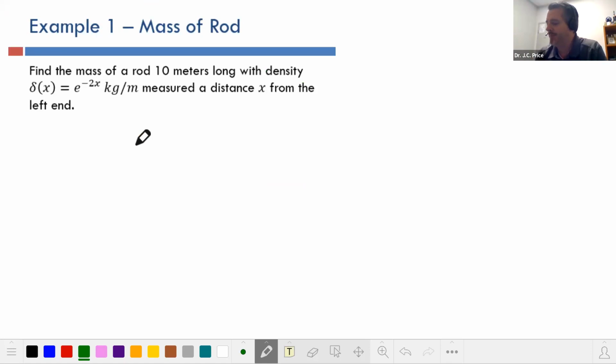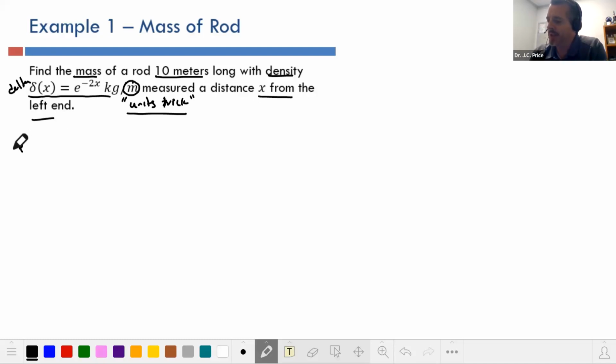So the first problem, what do we want to do? We want to find the mass of a rod that is 10 meters long and has a density of delta of x. This is the Greek letter delta, and it stands for the letter D, basically. So delta of x is equal to e to the negative 2x kilograms per meter. The fact that it's per meter is important because you can use the units. I call that the units trick to figure out the mass, a dangerous trick that can get you almost through all physics without understanding what you're actually doing. But I'll show you that in a minute. Measure the distance x from the left end.